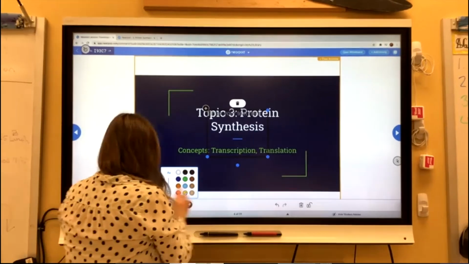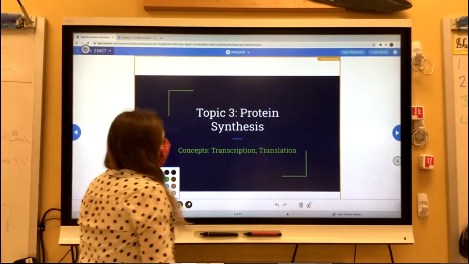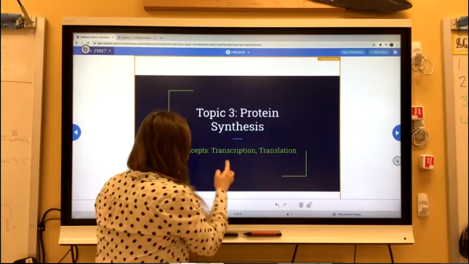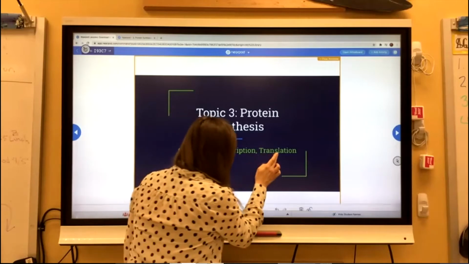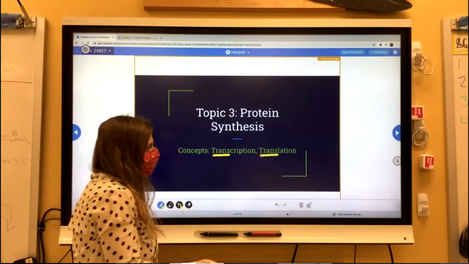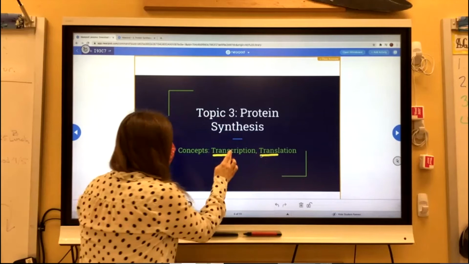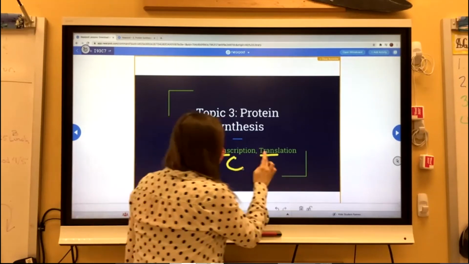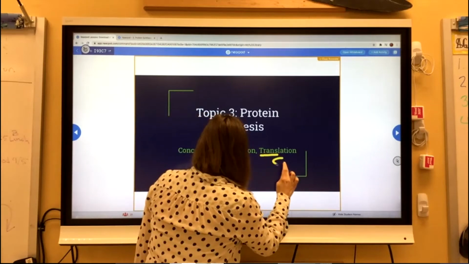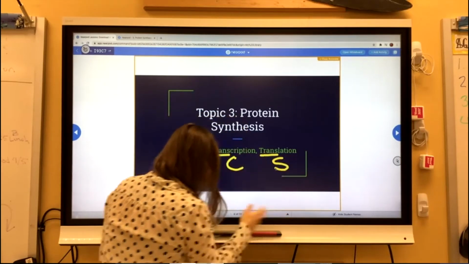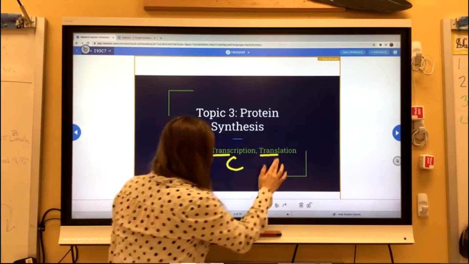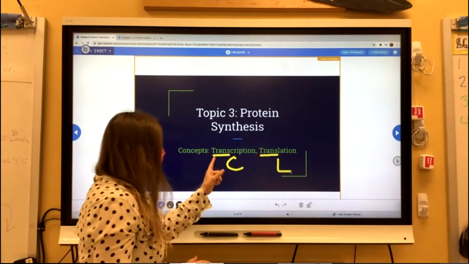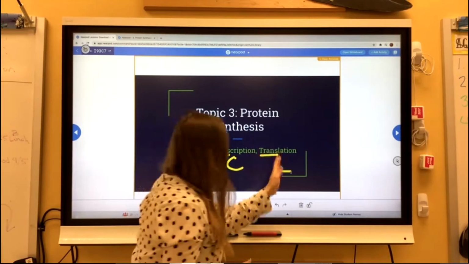So, oh no, sorry, I want my pen. So these two words, they look so alike, right? Literally the first five letters are exactly the same. They both start with trans, all right? The next letter for transcription is a C. The next letter for translation is an L. So transcription with a C, and then lation with an L.